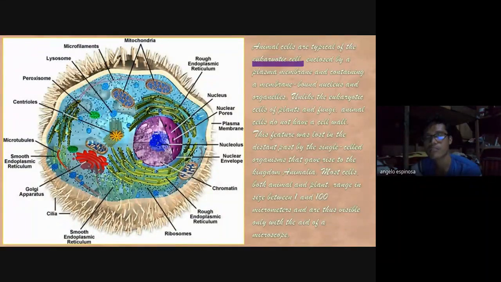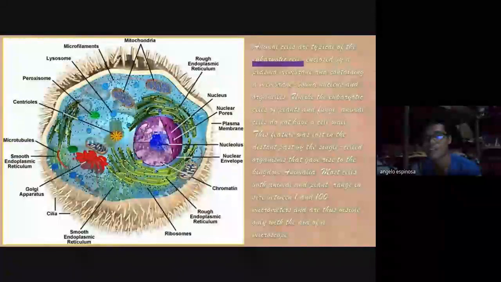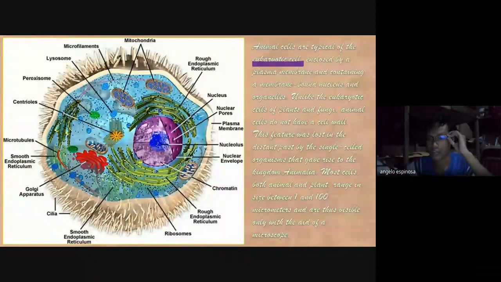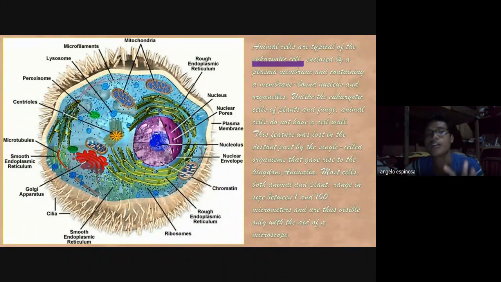Kasi yung sa plants, they have cell wall, right? Sa fungi, they have unicellular. And here, animal cells do not have a cell wall, but they have a plasma membrane. These features were lost in the distant past by the single-celled organism that gave rise to the kingdom Animalia. Most cells, both animal and plant, range in size between 1 and 100 micrometers and are thus visible only with the aid of a microscope or electron microscope.